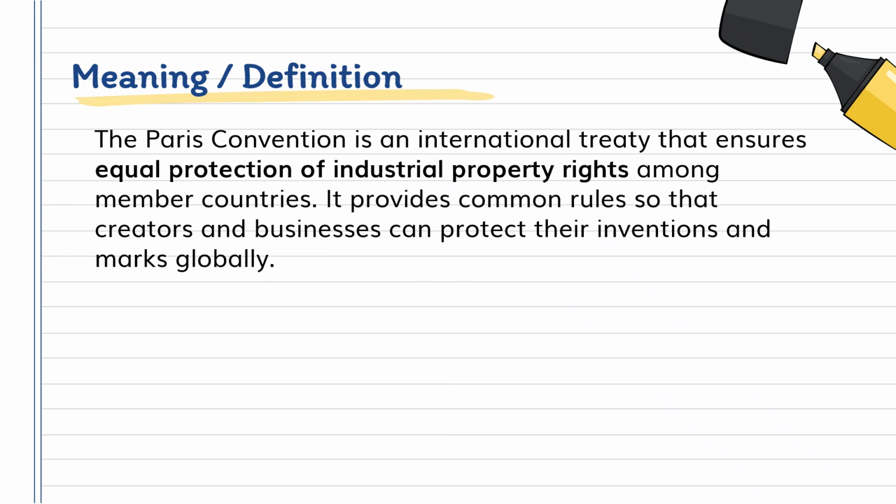Next slide. Meaning and definition. The Paris Convention is an international treaty that gives equal protection to industrial property in all member countries. It creates common rules so businesses and inventors can protect their rights globally. For example, an Indian company gets the same protection in Germany as a German company.